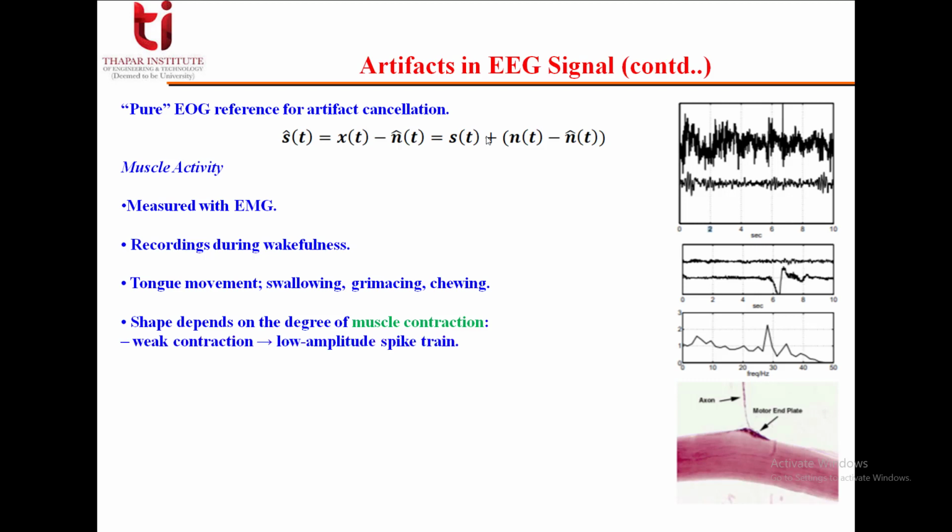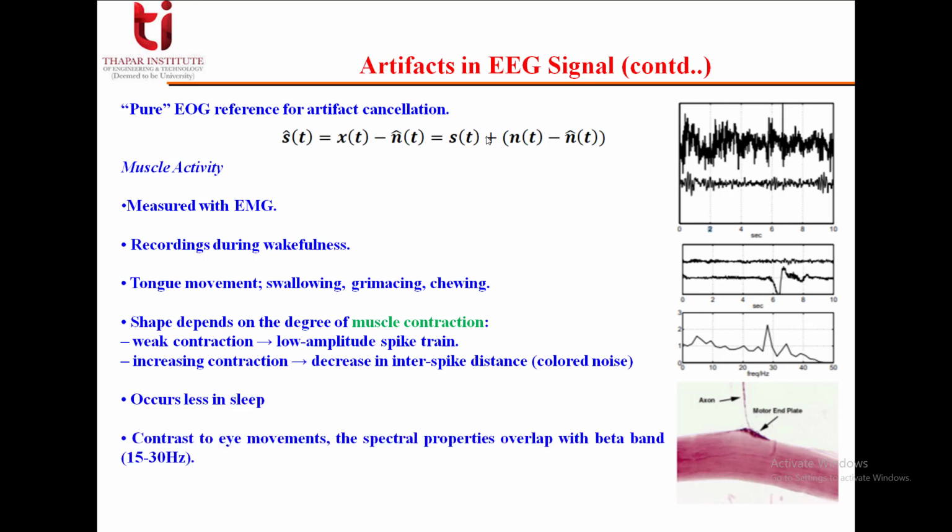If it is a weak contraction, that will produce a low amplitude spike train, and if the contraction is increasing, then there will be a decrease in interspike distance. That means it will be a kind of colored noise, and it occurs less during sleep. In contrast to eye movements, the spectral properties of this overlap with the beta band, that is 15 to 30 Hertz. And with this it is very difficult to get a pure reference signal.